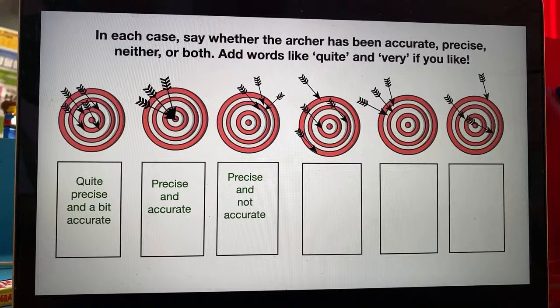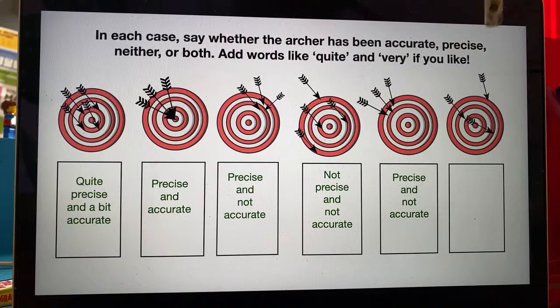The fourth one, they're just random, aren't they? It's not precise and it's not accurate. The fifth one, I think it's the same as the third one. Precise, but not accurate. And the sixth one, well, no, it's neither, is it? It's not precise and it's not accurate because it's in a triangle, but it doesn't look like they were really aiming for anything.